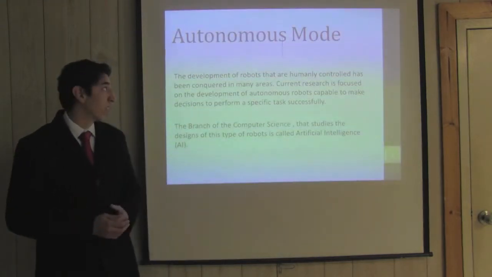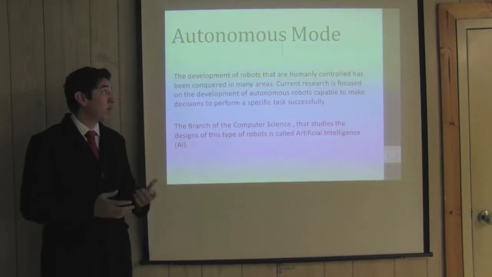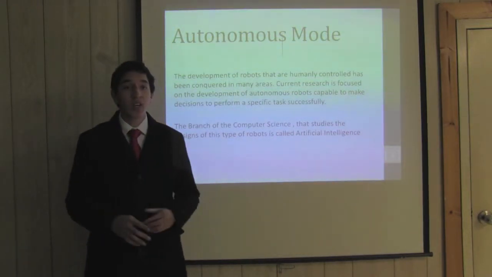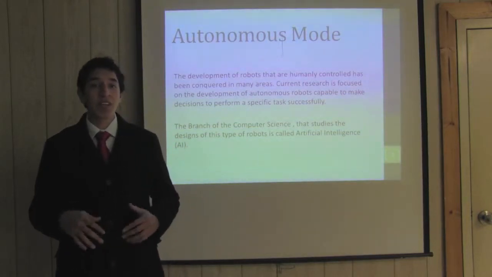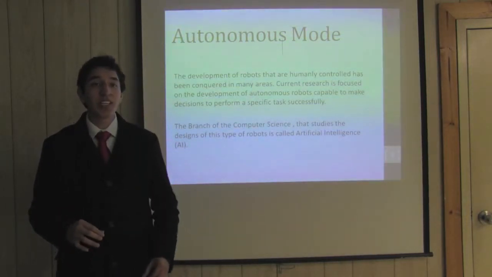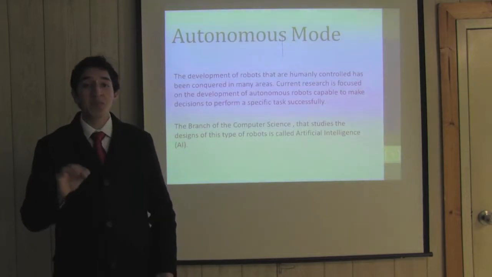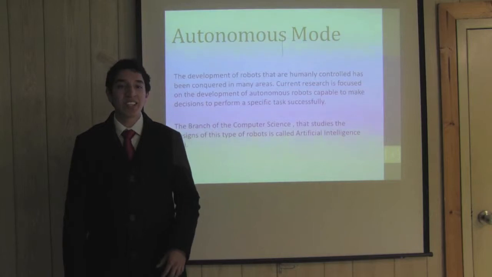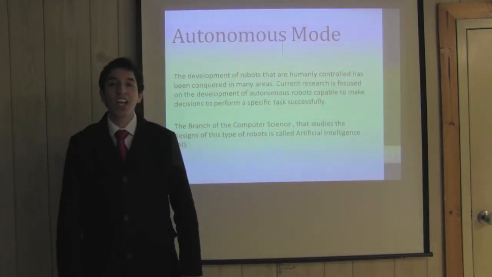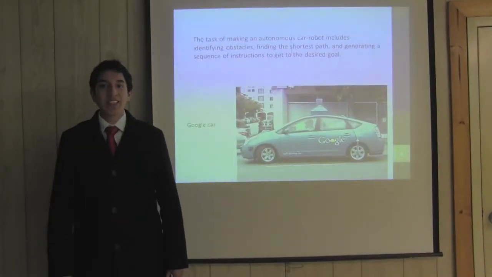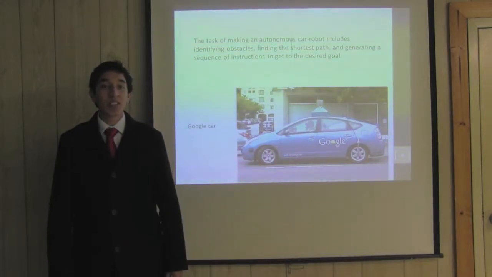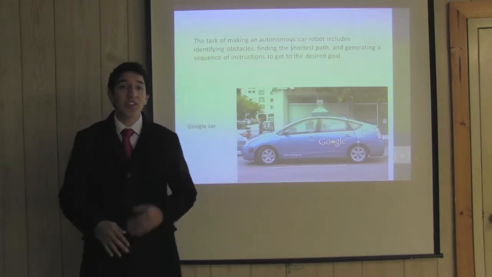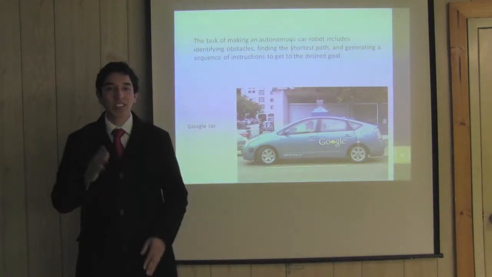I would like to start with what is an autonomous mode. The development of robots that are humanly controlled has been conquered in many areas. Current research is focused on the development of autonomous robots capable of making decisions to perform a specific task successfully. The branch of computer science that studies the design of this type of robot is called artificial intelligence. The task of making an autonomous car robot includes identifying obstacles, finding the shortest path, and generating a sequence of instructions to get to the desired goal.